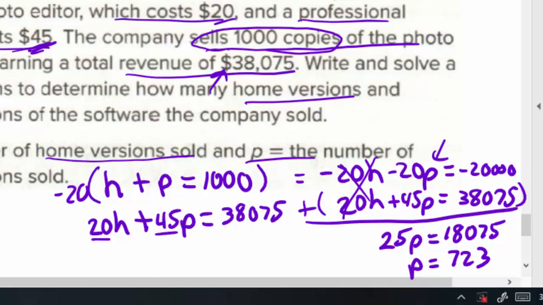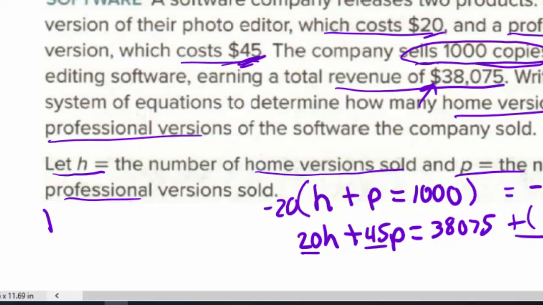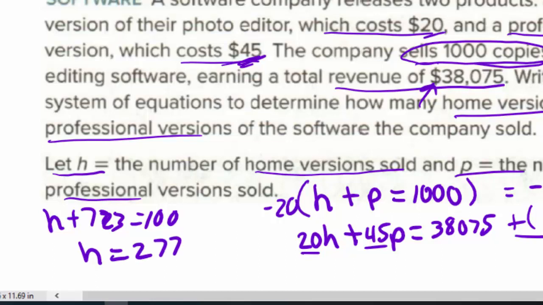So they sold 723 copies of the professional version. You should write that in a complete sentence. And if I go back and substitute that, h plus 723 equals 1,000, and then solve for h, which is the home version, you can see that we end up having 277 copies of the home version sold.